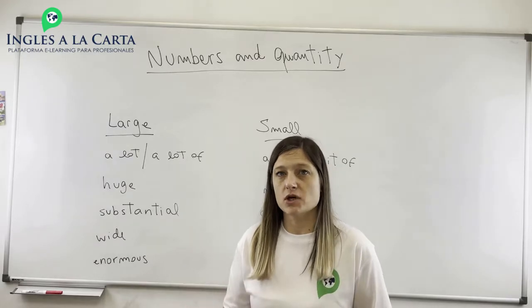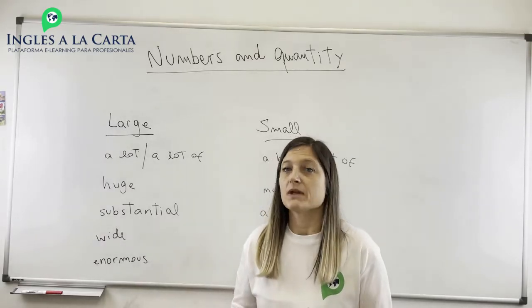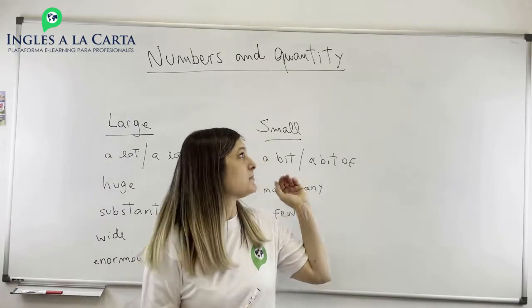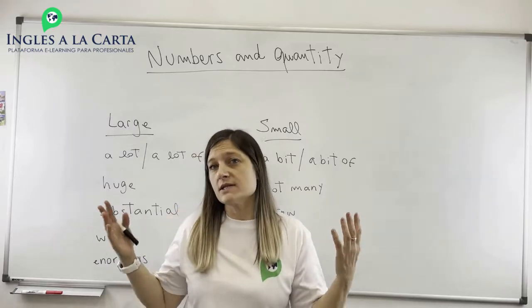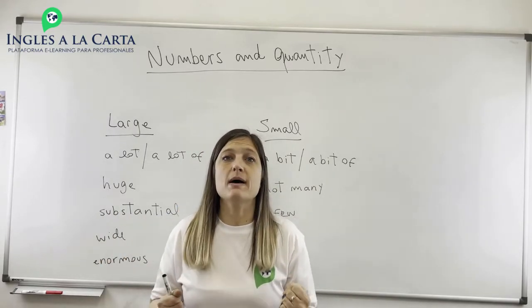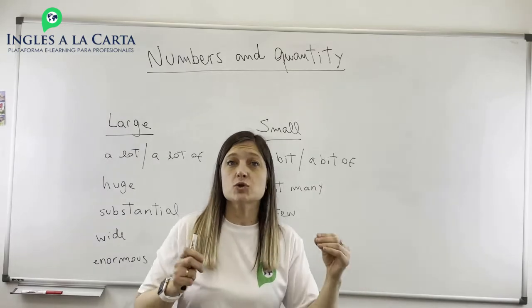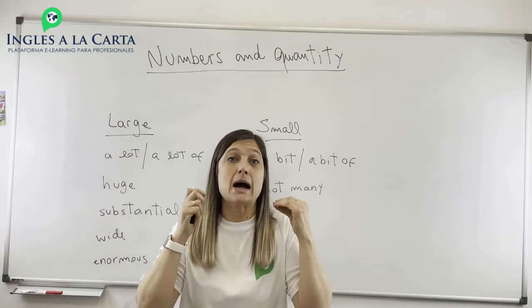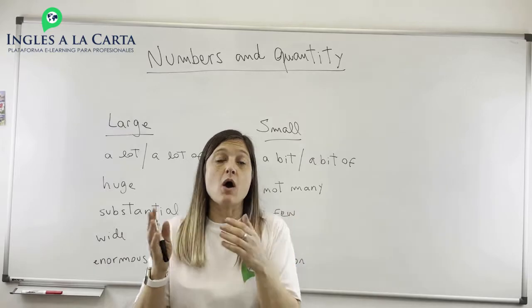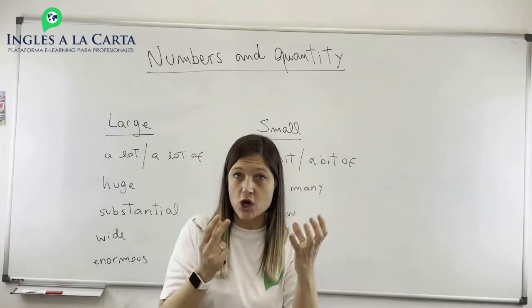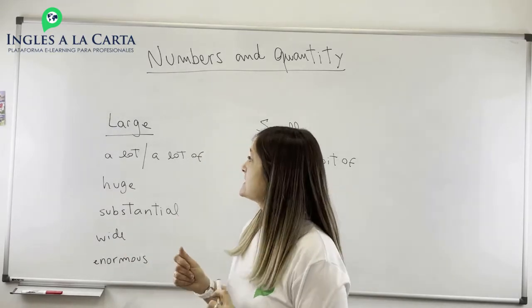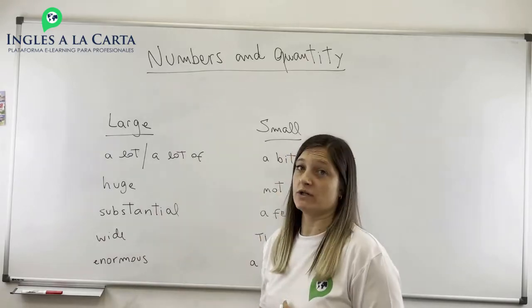We're going to start talking about quantities. Large quantities and small quantities. We use these expressions when talking about countable or uncountable nouns of which we don't know the exact amount. We don't know how much or how many of those we have. Let's start with large quantities.